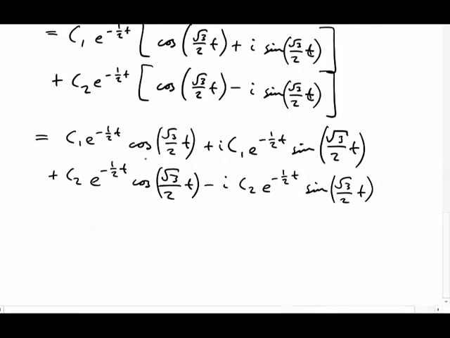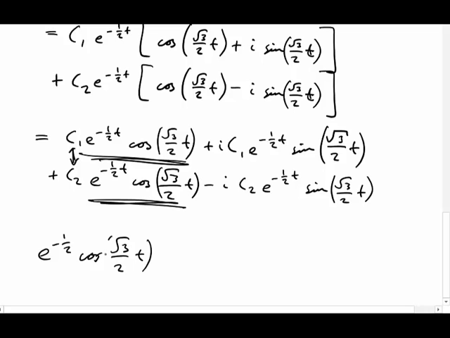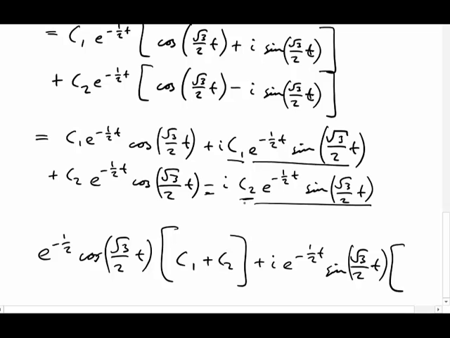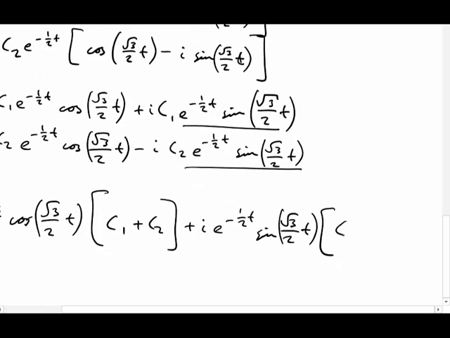Now, you can see here that these two things are exactly identical, except they just differ by a constant. So in other words, I can take out e to the minus a half, cos of root 3 over 2 times t, and that's all multiplied by c1 plus c2. So I've basically just dealt with those terms now. Notice that these two things are exactly the same as well. So if I take out plus i e to the minus a half t sine root 3 over 2 times t, multiplied now by c1 minus c2.